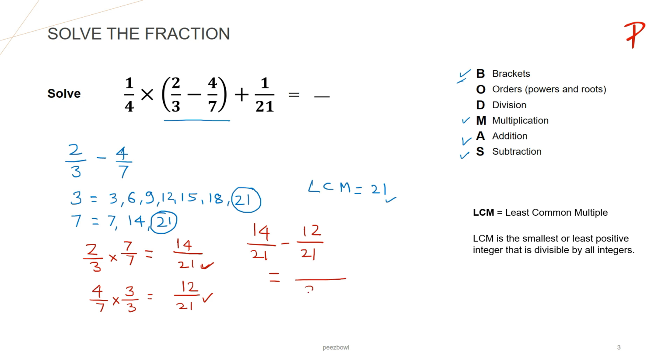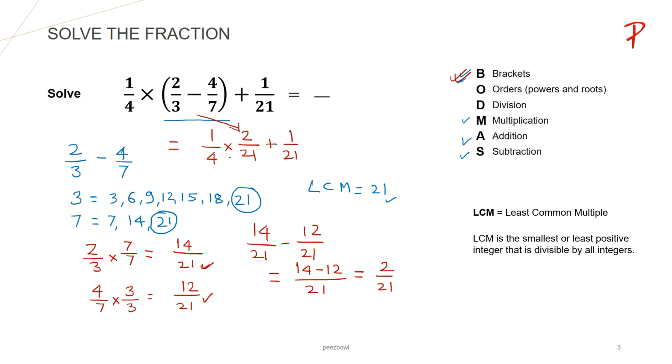We will have 21 as the denominator, and for the numerator's place, I will write 14 minus 12, right? This is 14 minus 12 is 2 upon 21. Okay, now our question is going to be 1 upon 4 multiplied by 2 upon 21 plus 1 upon 21, and 2 upon 21 is what we got after solving 2 upon 3 minus 4 upon 7, right? We are done with brackets, right?